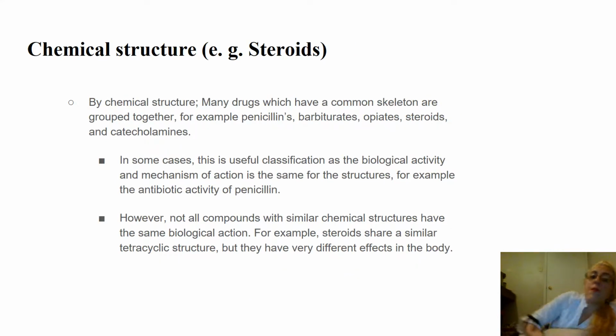Chemical structure. By chemical structure, many drugs which have a common skeleton are grouped together. For example, penicillins, barbiturates, opiates, steroids, and catecholamines. In some cases, this is a useful classification as the biological activity and mechanism of action is the same for the structures. For example, the antibiotic activity of penicillin.